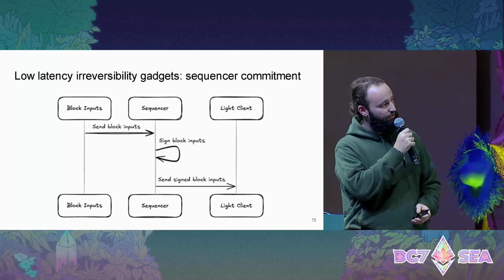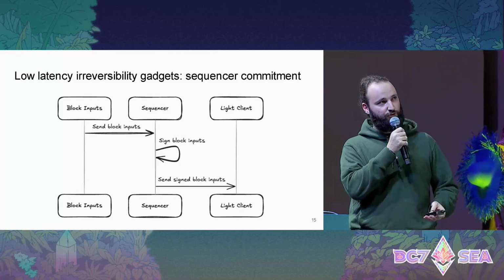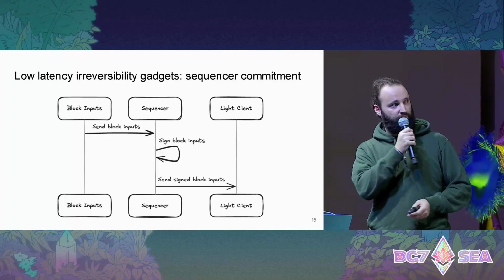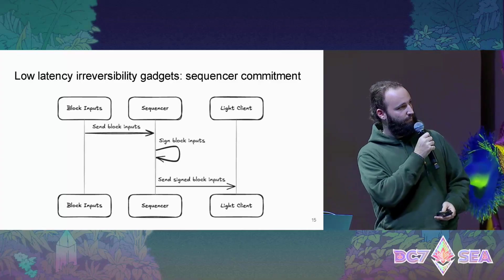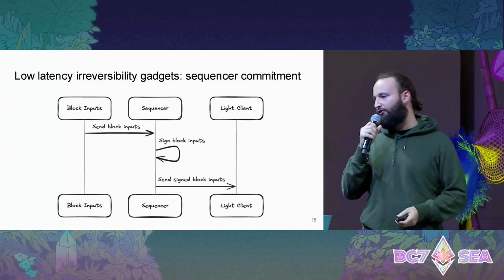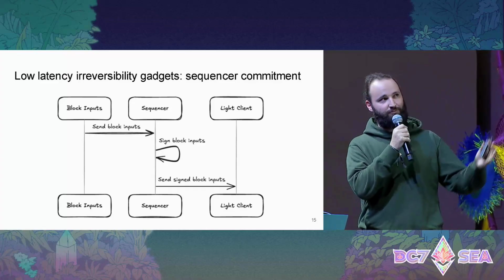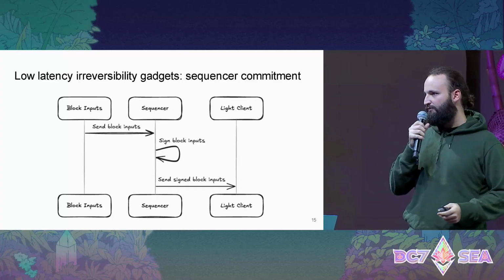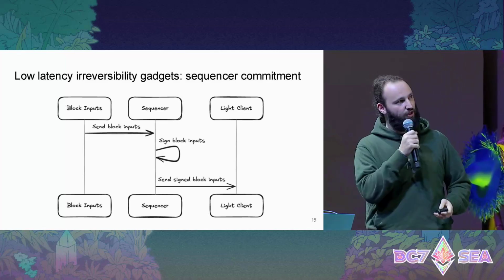It's a sequencer commitment. What this is: the sequencer receives the block's inputs. It might just be generating the block inputs itself. And it's going to sign them. And then once it signs the block inputs, it sends them off to the light client, and the light client assumes that they're valid. And that's it. Light client just trusts the sequencer. It's not very good, but it's a good start. It's a good first start.